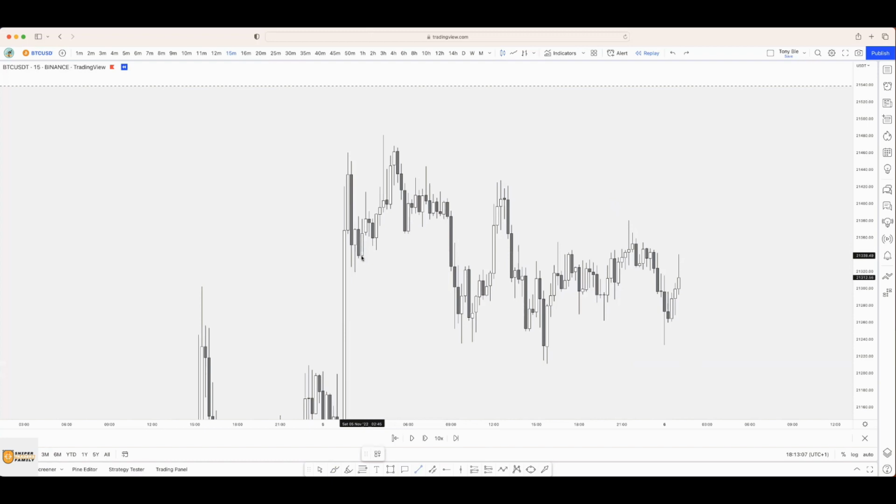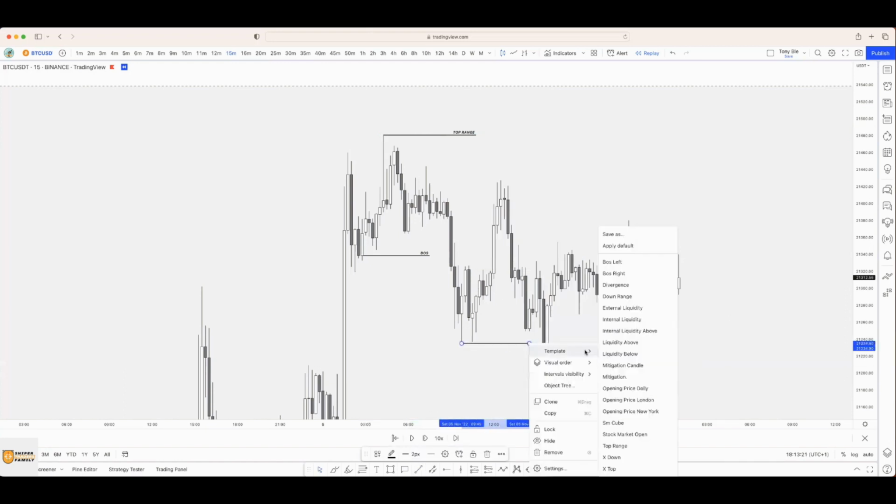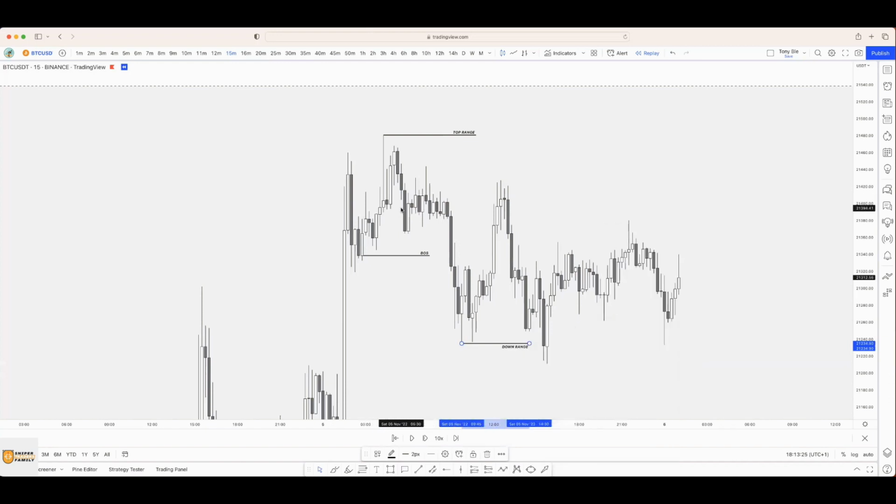We saw the distribution again that happened, right? We had the breaker structure in this area, and then we had this as top range, same thing over and over again, right? And then we had this down range. Okay. Now price, we have all of this to the downside. You could play this imbalance.